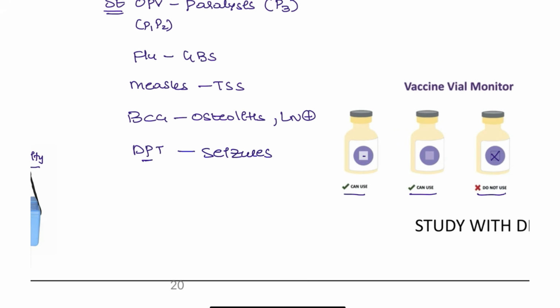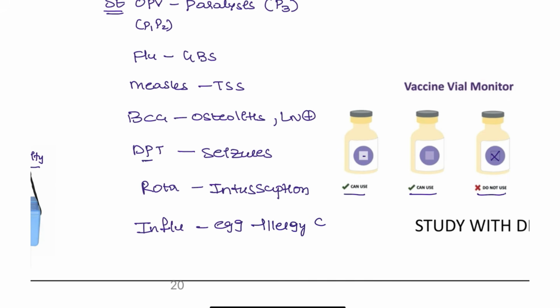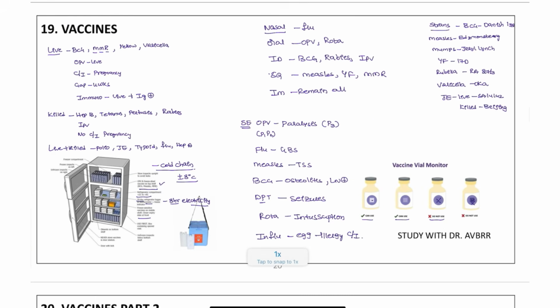Rotavirus vaccine can cause intussusception. And influenza vaccine is also contraindicated in patients with egg allergy. Right, these are some of the important side effects.